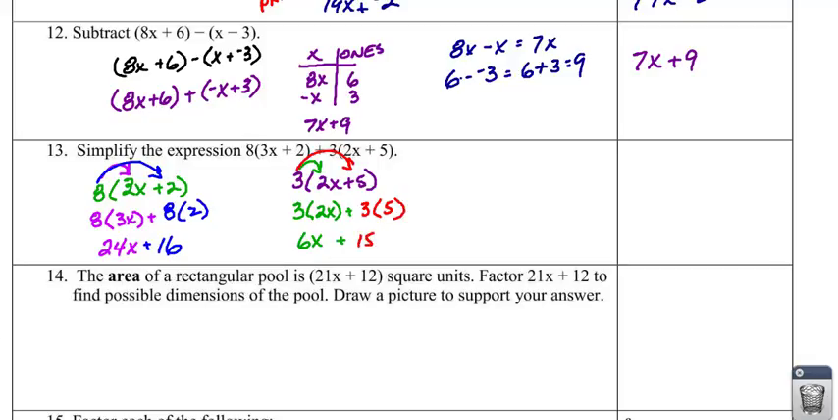is 15. Now this was all addition, so I'm adding all of this together, which means I've got my 24x plus the 6x. There are 30 x's. And I have my 16 plus my 15, which is 31. And my final answer is 30x plus 31.